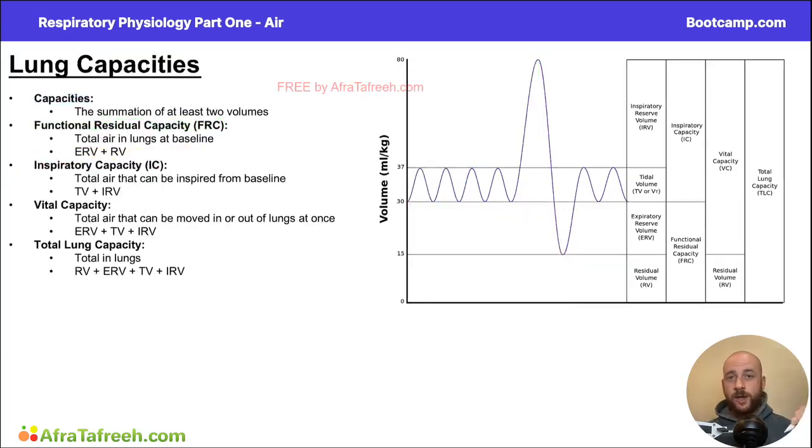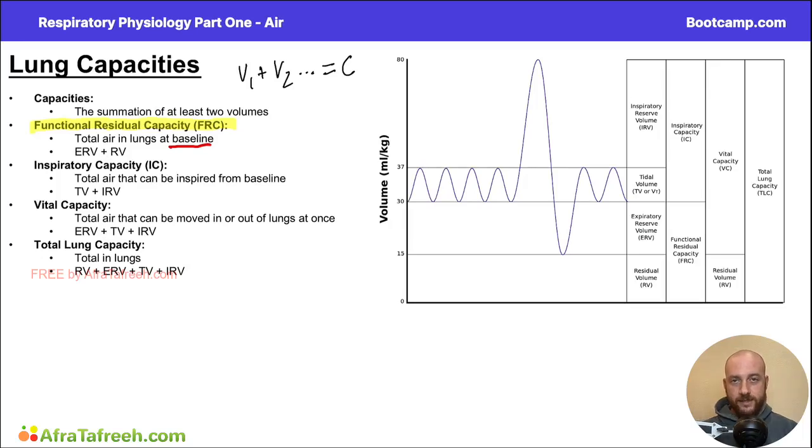And now let's talk about lung capacities. So unlike lung volumes, which are all standalone volumes, lung capacities are 2 or more volumes added up. So if we take 2 or more volumes and add them up, we will get a capacity. So the first capacity that we're going to be talking about is the functional residual capacity. It is the total air that is in the lungs from baseline.